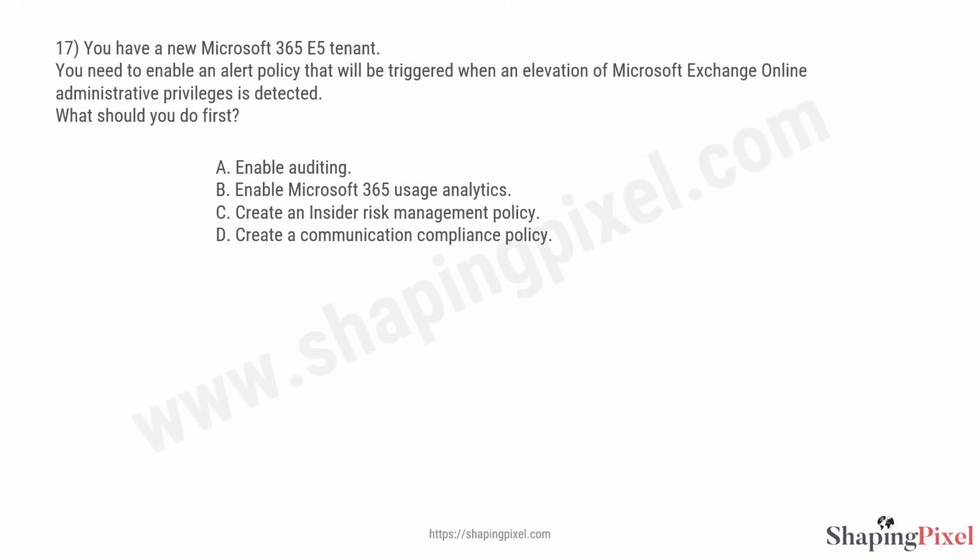Option A, enable auditing. Option B, enable Microsoft 365 usage analytics. Option C, create an insider risk management policy. Option D, create a communication compliance policy. So the right answer here is option A, enable auditing.